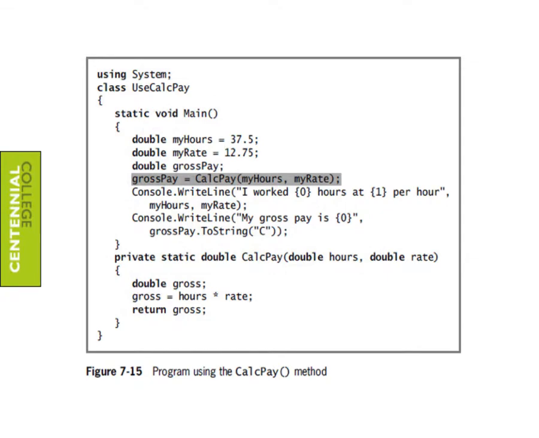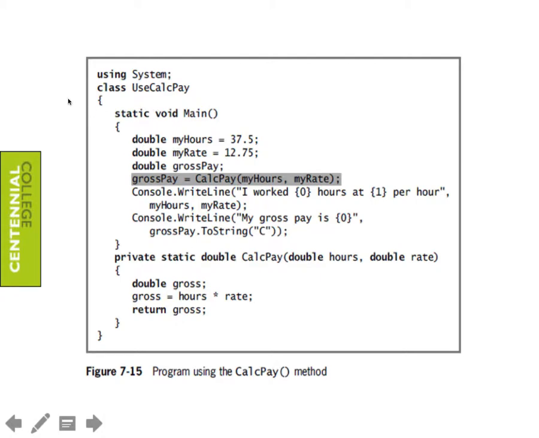Here's an example of the main method, and again, we're just catching up to what we did last week. Our main method, and here's gross pay. I know that I'm going to calculate gross pay by sending my hours and my rate into the calc pay method. So I send these two variables, my rate and my hours, which right now are 37.5 and 12.75. I send those two values into calc pay.